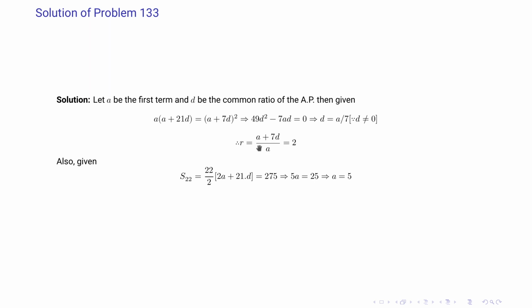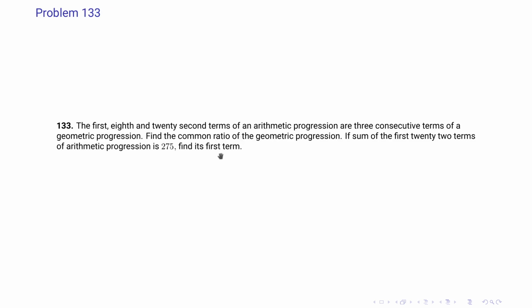Once we have the common ratio equal to 2, we can write that the sum of 22 terms is equal to 22 by 2 into (2a plus 21d) is equal to 275. So 22 by 2 is 11 and 275 by 11 is 25, and here we substitute d is equal to a by 7, so 7 3s are 21, so 3a plus 2a is 5a, 5a is equal to 25, a is equal to 5. So we have found the first term.